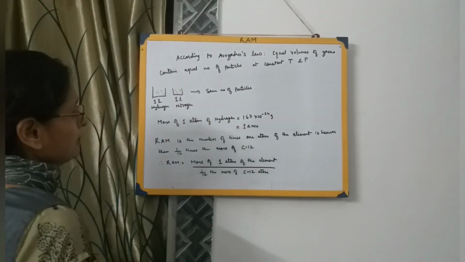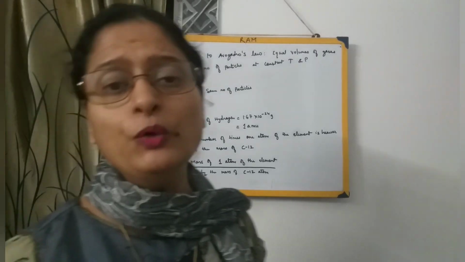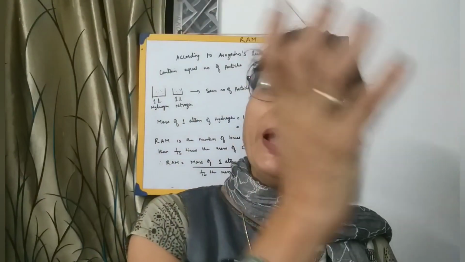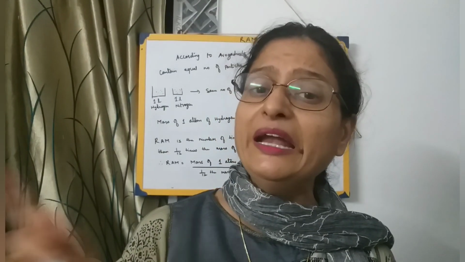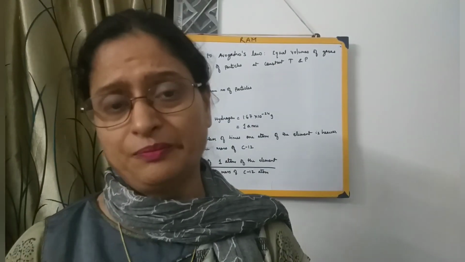Now when you compare the mass of one atom of a particular element with the mass of carbon 12, or with the mass of hydrogen, or with the mass of oxygen, that means you are relating two atoms. When the masses of two atoms are being related, we call that a relative atomic mass. The word itself suggests it: relative to what? That means the mass of one atom is being related with the mass of another atom. That is called the relative atomic mass.